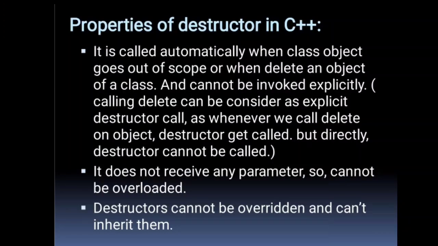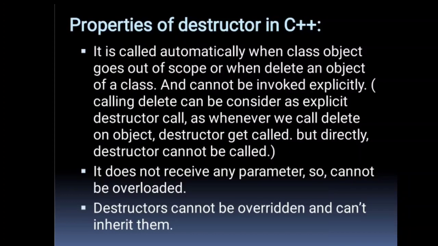இப்போ வந்து ப்ராப்பர்ட்டிஸ் ஆஃப் டிஸ்ட்ரக்டர் இன் C++ பற்றி பார்க்க போகிறோம். இட் இஸ் கால்ட் ஆட்டோமேட்டிக்கலி வென் கிளாஸ் ஆப்ஜெக்ட் கோஸ் அவுட் ஆஃப் ஸ்கோப் ஆர் வென் we delete an object of a class and cannot be invoked explicitly. Calling delete can be considered as an explicit destructor call, as whenever we call delete on an object, the destructor gets called, but the destructor cannot be called directly.